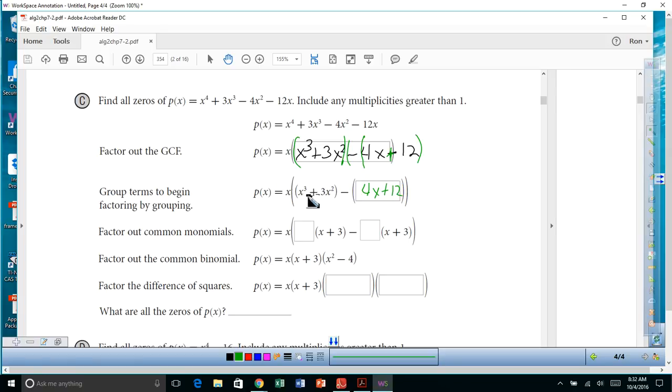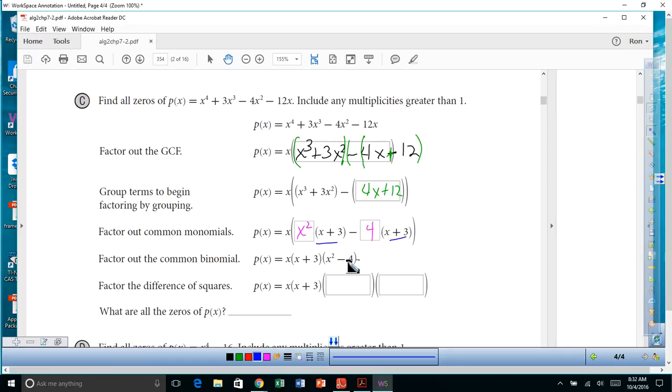What's the greatest common factor in there? We have x squared. What's the greatest common factor in there? We have 4. So we're going to end up with x times x plus 3, and that's right here and right there, and then x squared minus 4.